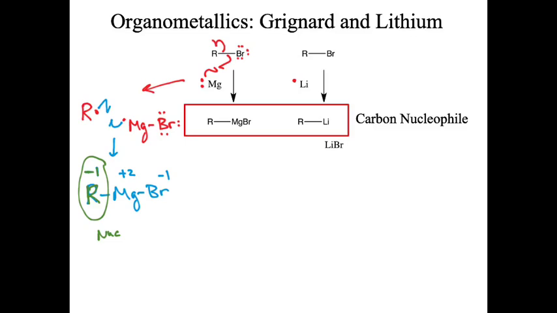That is known as a single electron transfer pathway, also known as a SET mechanism. You're not responsible for the SET mechanism. The lithium reagent does virtually the same thing, except it does it faster. Why? Lithium is that much more reactive than our magnesium.